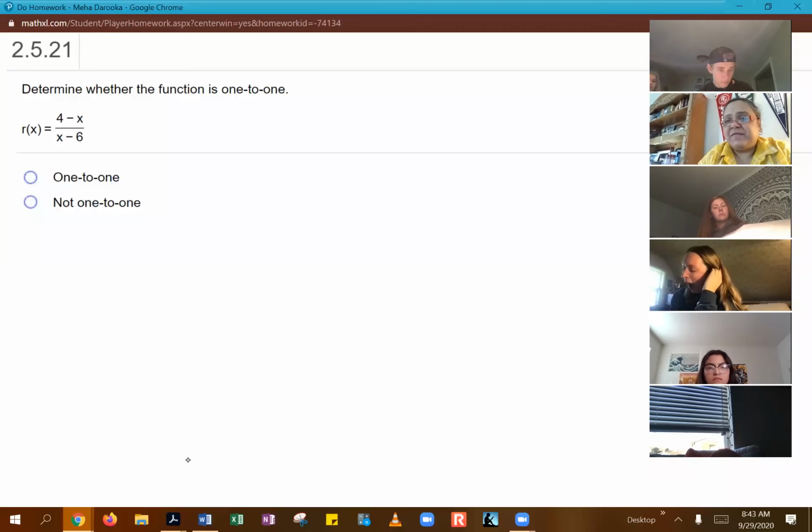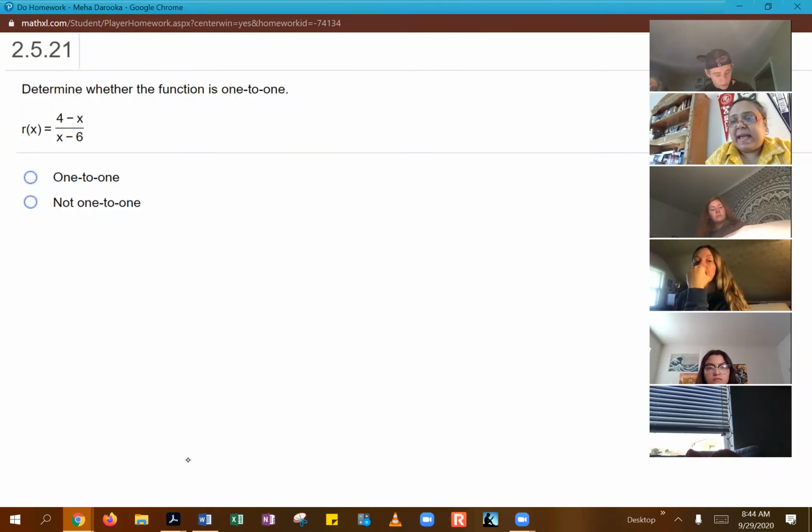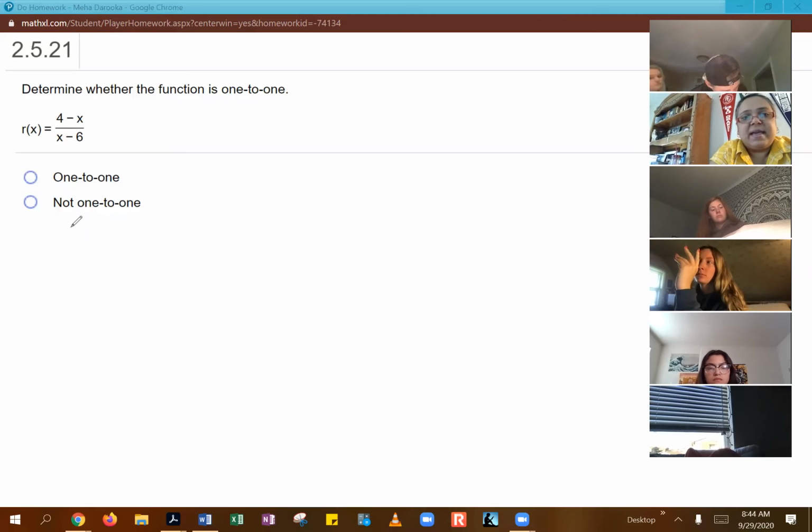So remember, the definition is for the same y coordinate, we cannot have different x coordinates. So what we actually do when we're trying to show algebraically if we have a one-to-one function or not.